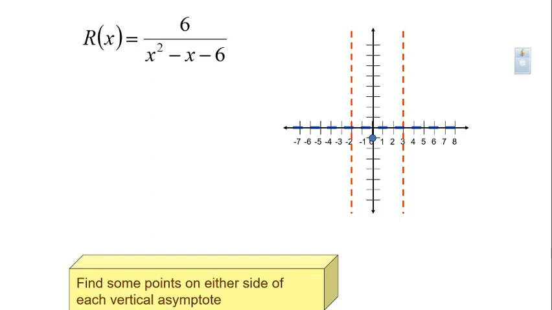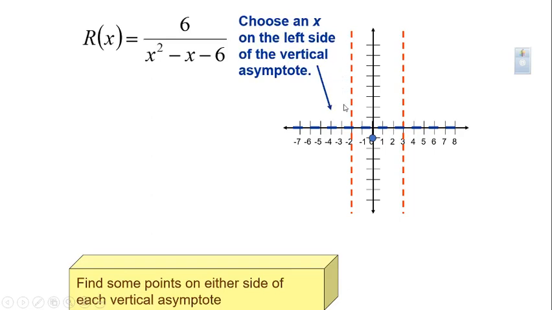So we have all our asymptotes now. We have a horizontal asymptote, y equals 0, which is the x-axis. Two vertical asymptotes, x equal to -2 and x equal to 3. And we have the y-intercept at -1. Now let's plot some additional points.